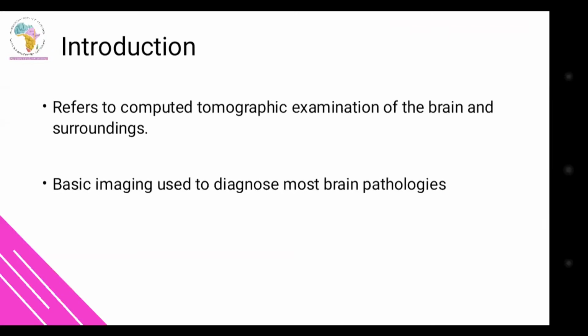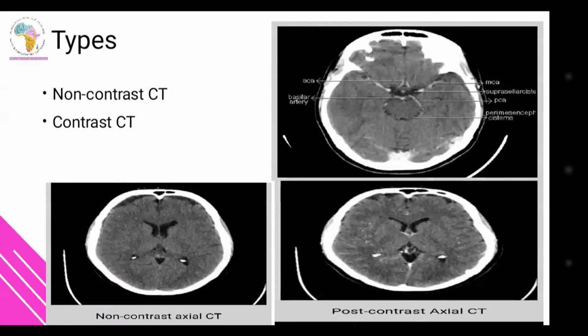So talking about the brain CT, it's simply a tomographic examination of the brain and the surrounding structures, not only the brain. It's true we say brain CT, but it does not mean that it's only the brain involved. We talk about the brain and the structures that surround it. There are basically two types of computed tomographic scan. You have a non-contrast CT and a contrast CT.